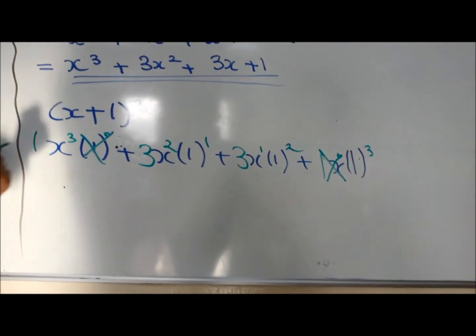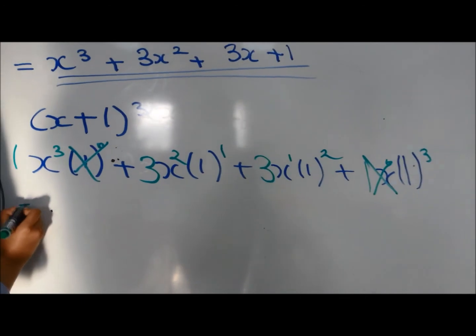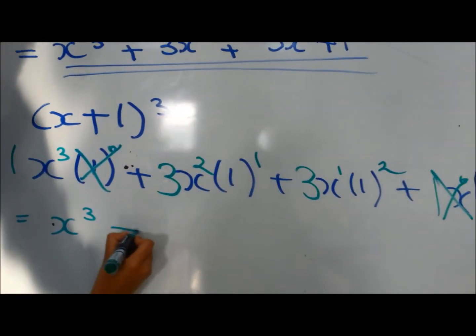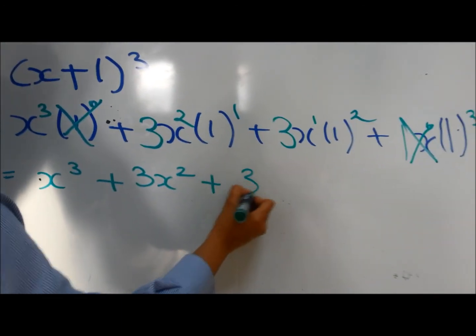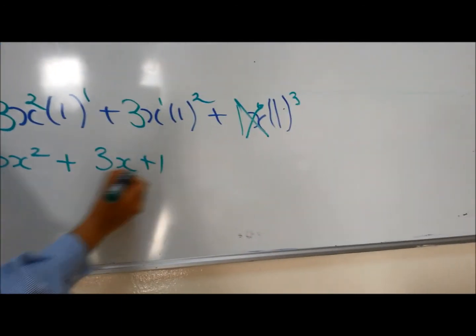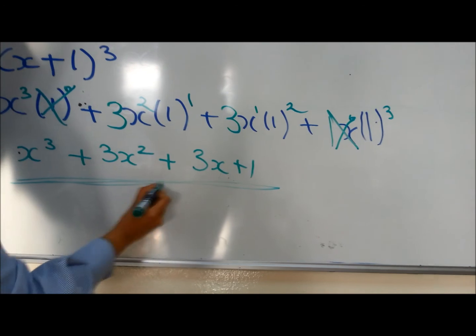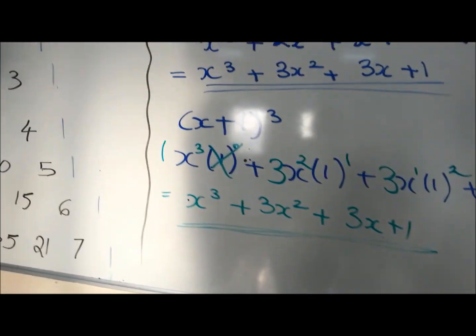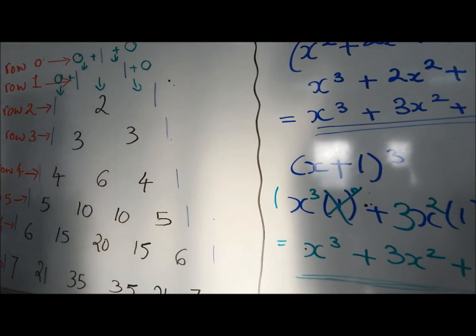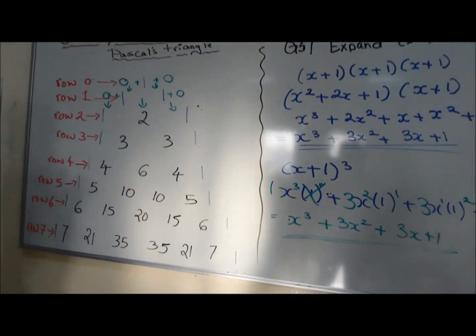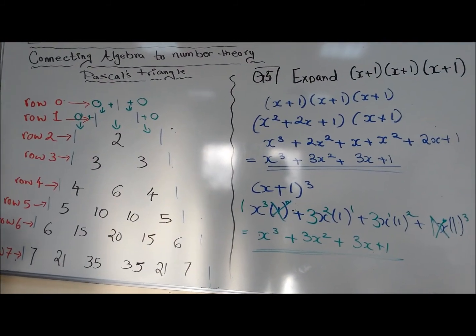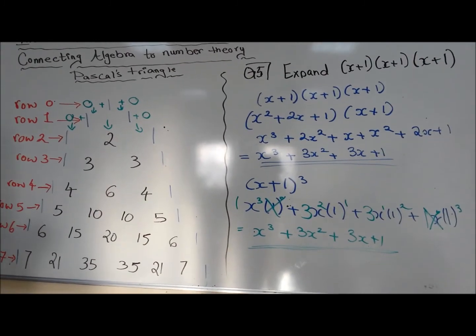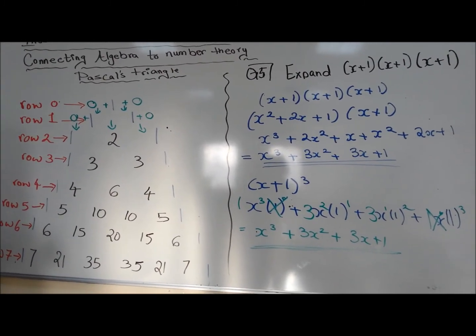Then we shall multiply. x cubed plus 3x squared plus 3x plus 1. So as we did again, the Pascal's way is a much better and easier method for higher exponent expansion. And thank you. We hope our explanation was useful for you all.